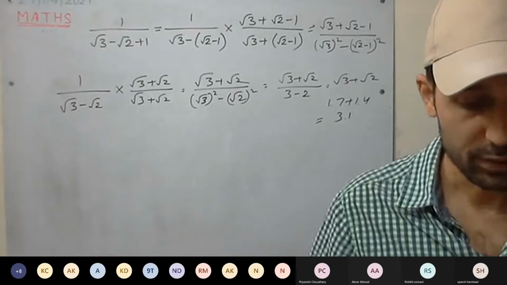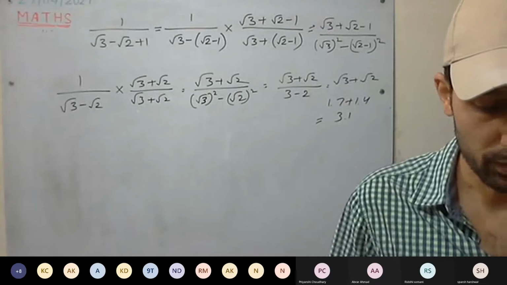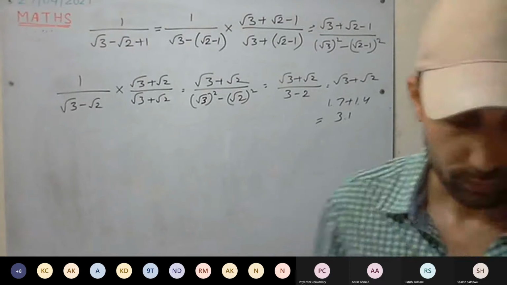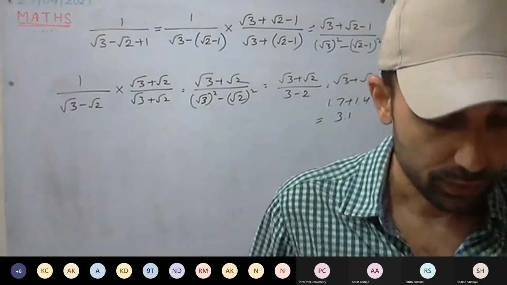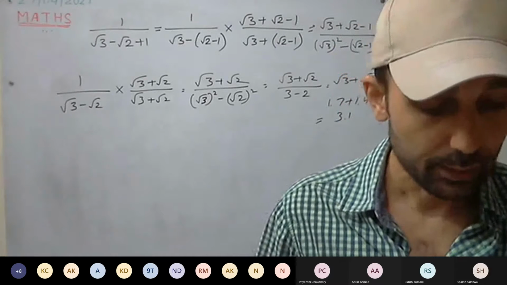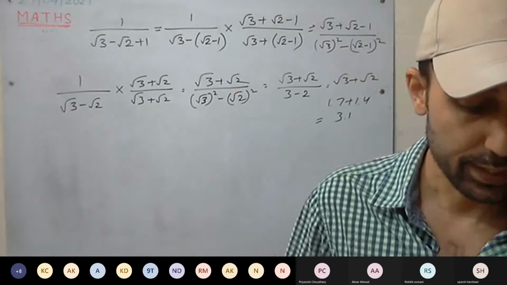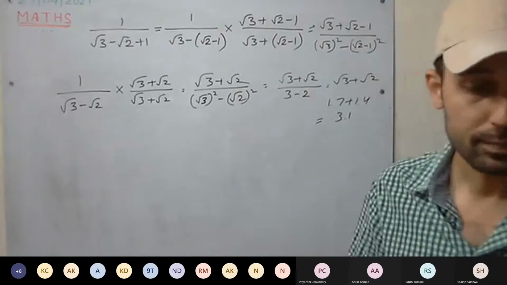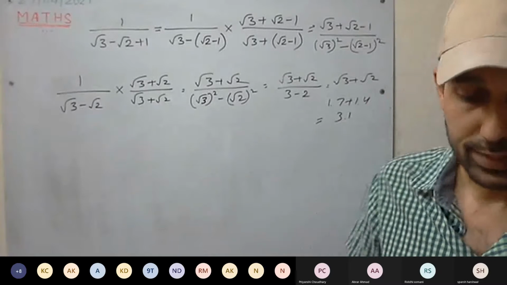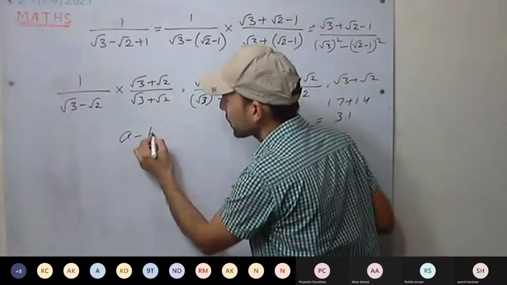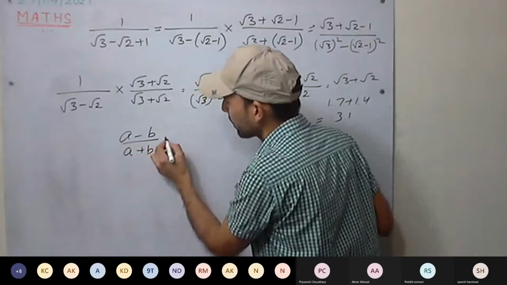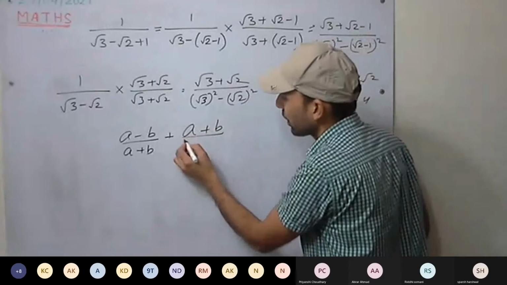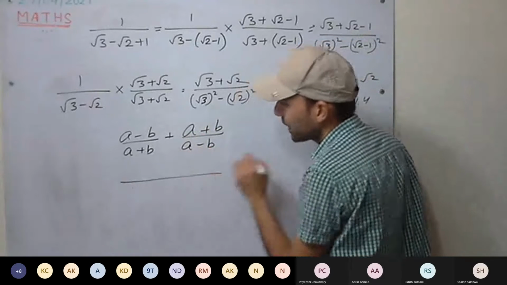Okay. 14th one, do it now. 14th and 15th we will be doing. 14th one, everyone do. Take the LCM of them. You will get the answer. See here, it is like this. A minus B divided by A plus B, plus sign, plus A plus B divided by A minus B. So what will be the LCM of them?